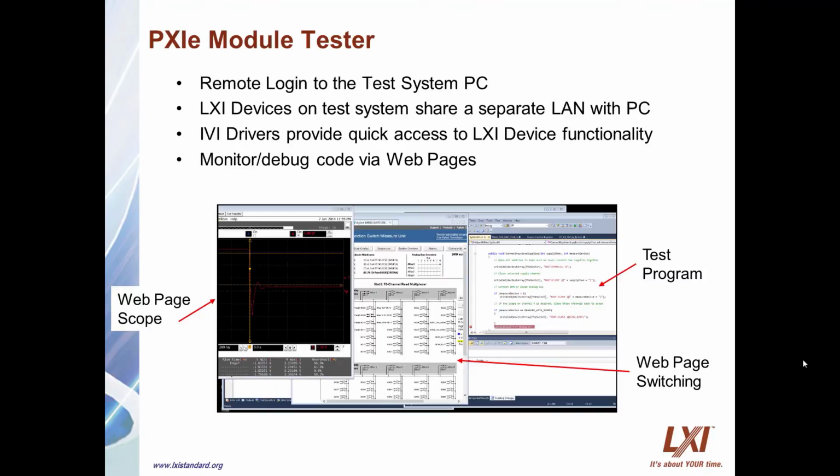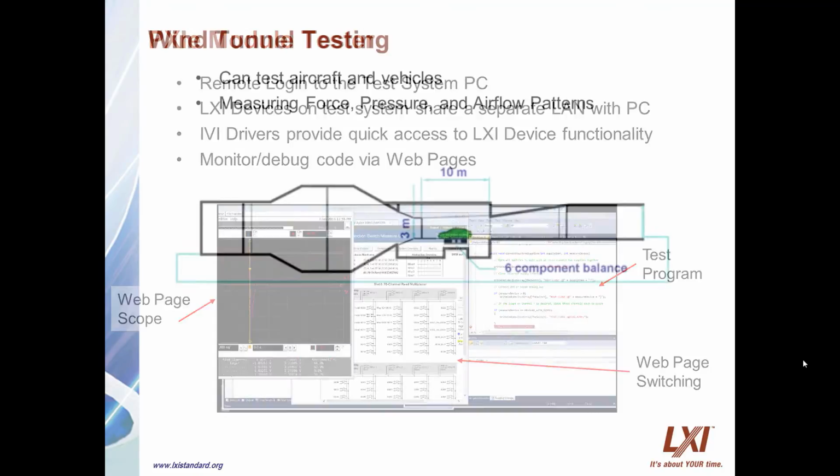For example, a test is failing, so you step through the test program looking at the result on a scope web page. That doesn't look right, so you check the switch path using the switch web page. Wrong combination of switches. Problem solved, and it was all identified remotely.